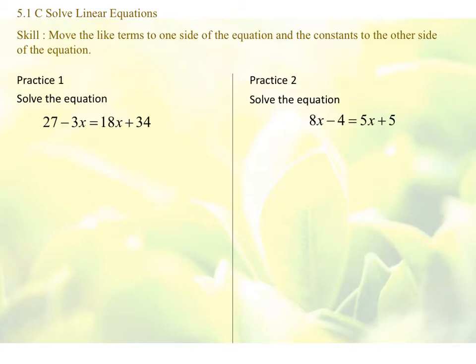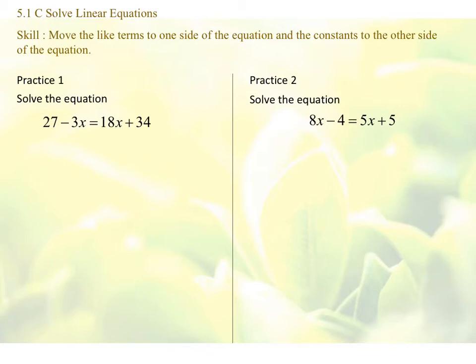Let's practice a little bit more. Now, using your exercise book, write down the following questions inside your exercise book. You may pause the video and continue after you have done so. Now let's take a look at the question. I have 27 minus 3x equals 18x plus 34.